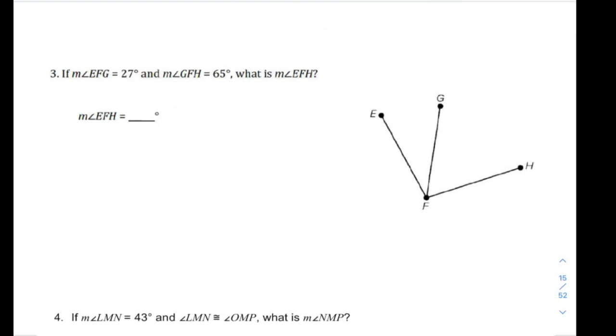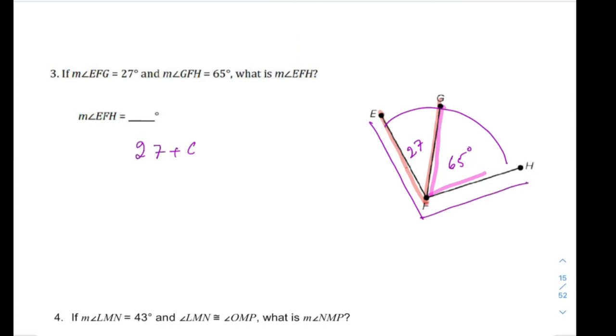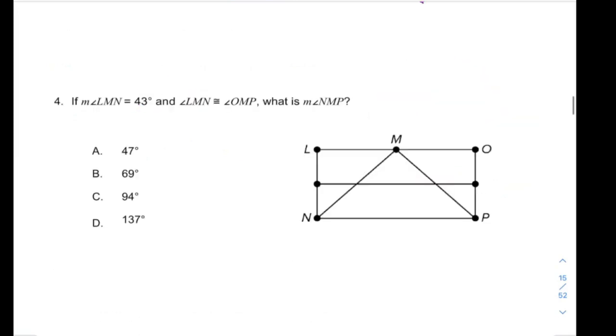If measure of angle EFG is 27 degrees, so EFG, it's better to put all the measures on the angle. So it is 27 degrees. And measure of angle, the other one here, GFH is 65 degrees. What is the total measure EFH? So EFH is this one. Follow, EFH is the total one. Of course, it will be the total, which is 27 plus 65, which is 92 degrees. Be careful. Sometimes you will need to subtract if you know the total and you need one of them.